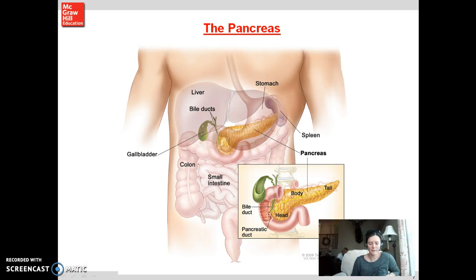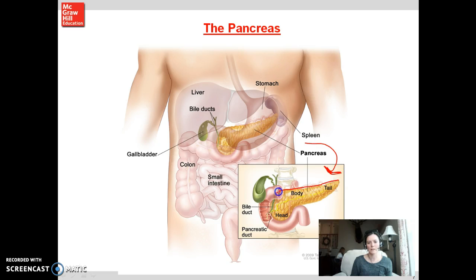This time I'd like to talk a little bit about the pancreas. This is one of the best examples of an endocrine organ that I think we can really grab a hold of while we're talking about the endocrine system. If you take a look here, this organ there, this is the pancreas.